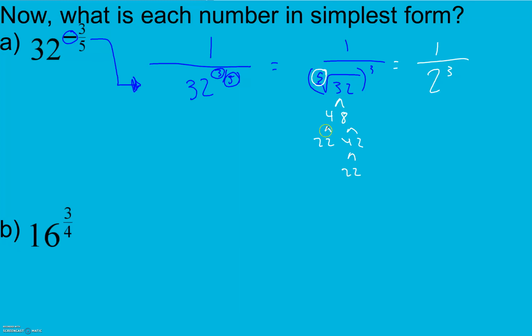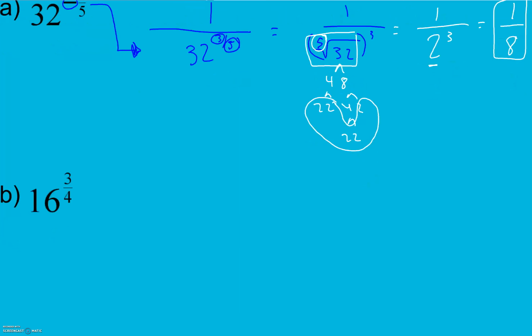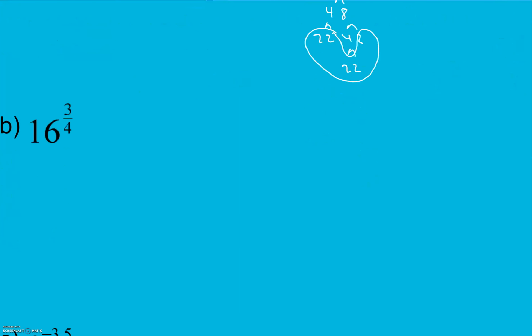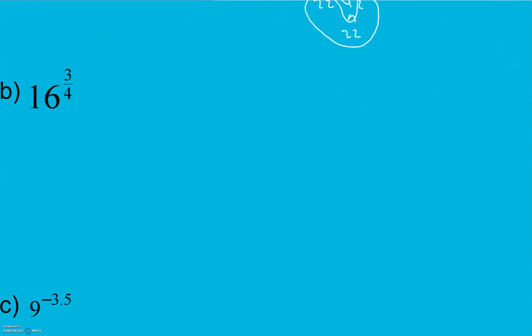I'm looking for groups of 5. Here I have 5 2's and nothing else, so that's perfect. The 5th root of 32 is 2. Now I can take it to the 3rd power, and I get 1 over 8. Again, we could have taken 32 cubed first and then broken it down, but that's going to be a lot bigger numbers to work with there.